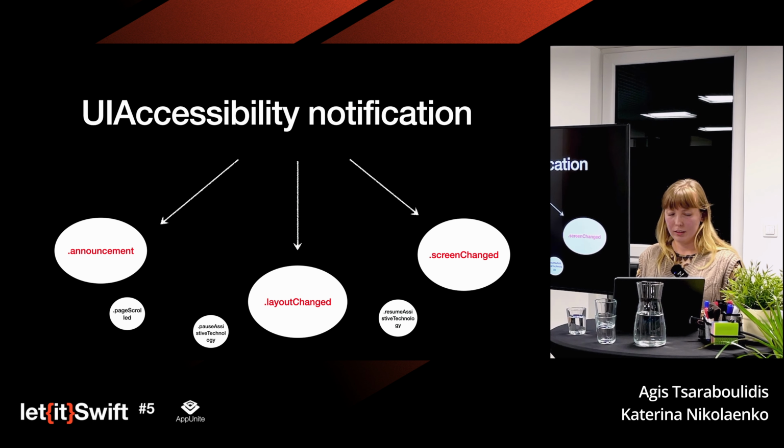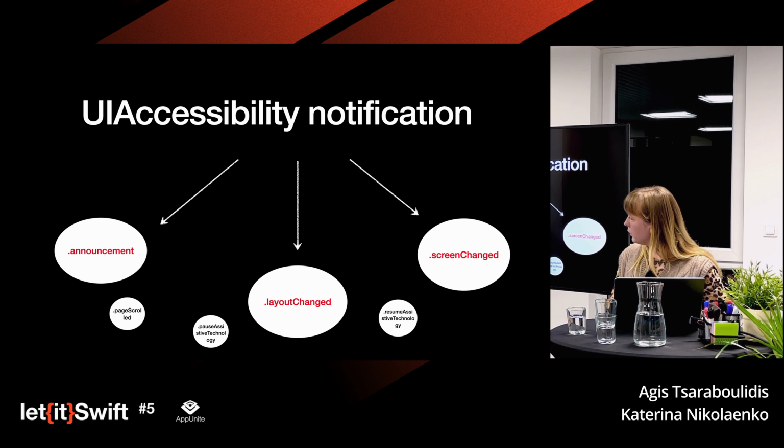Notifications. You might need to inform a user about some major UI changes, and in this case, UIAccessibility notifications can help. I would put the three most common types of notifications: announcement, layout changed, and screen changed. When you have a major portion of changes on your screen, it makes sense to use screen changed. If some element is appearing or disappearing, it makes sense to use layout changed. And for example, if some element is going to stay briefly on the screen, then it's better to use announcement.